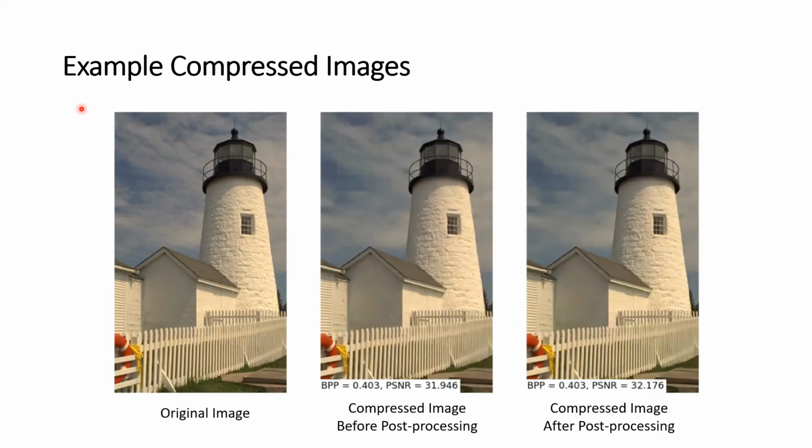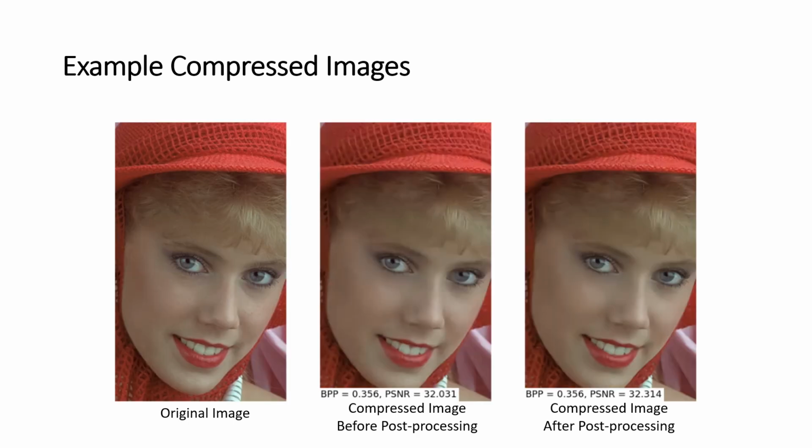Here are some example images compressed by our models. We can see that in the compressed image, before post-processing, there are many blocking artifacts. And after post-processing, almost all of the blocking artifacts are removed. Here is another example from the Kodak image set.